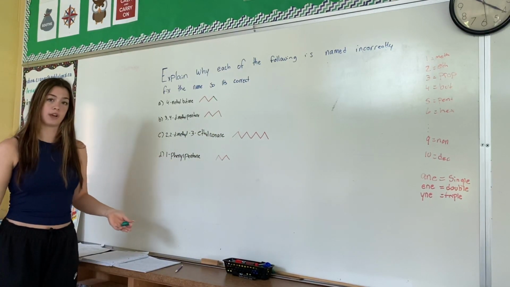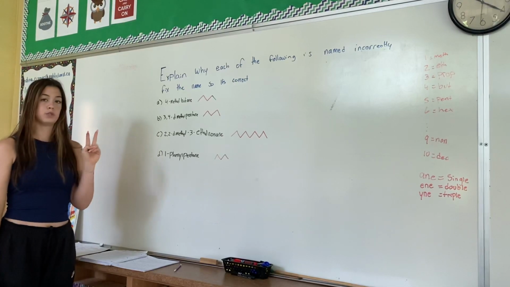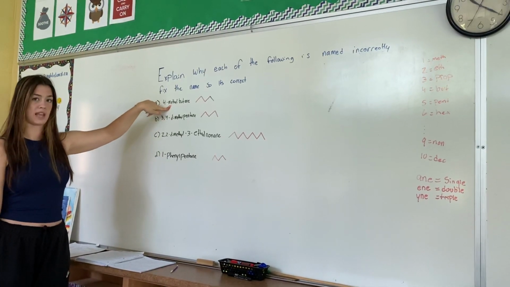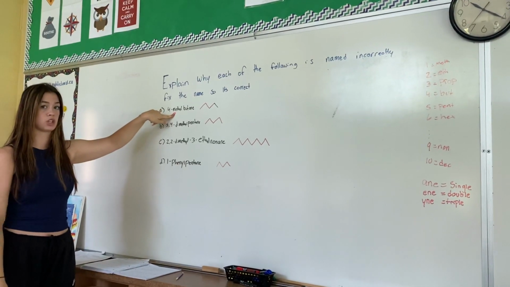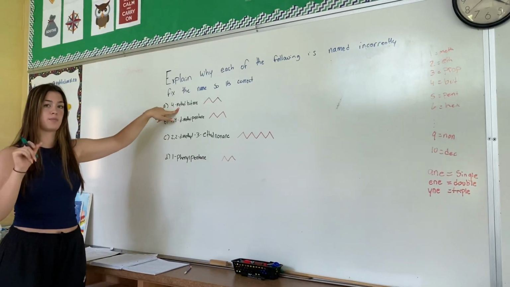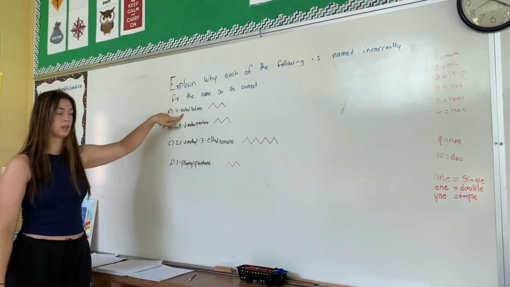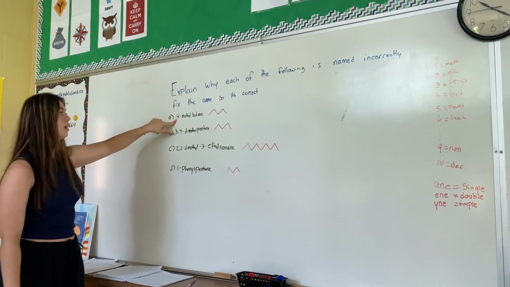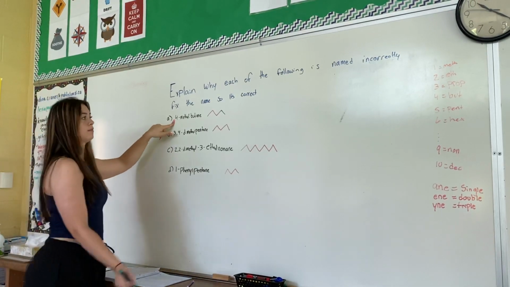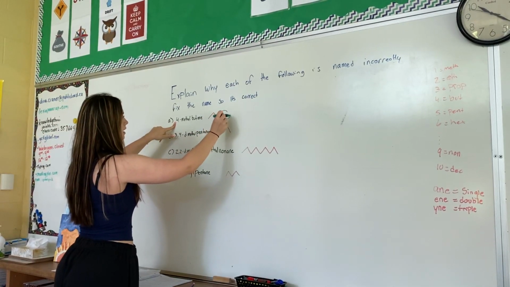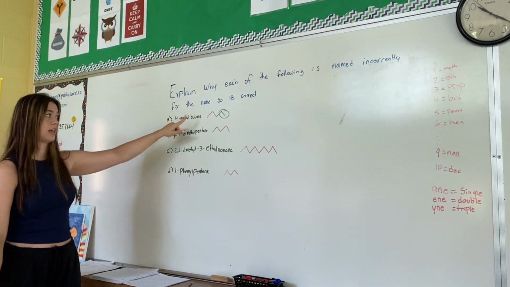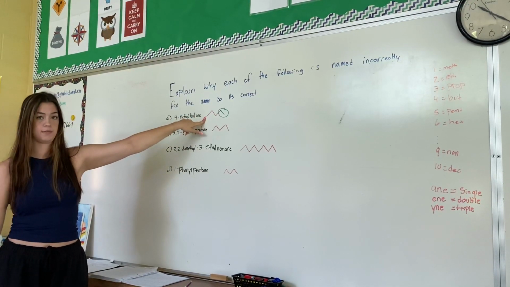So why is this incorrect? Two problems here. When naming 4-methylbutane, we would want the number to be as low as possible. This is not the lowest number we can have. Our second problem is that it's attached to the end of the butane, making it look like a pentane.